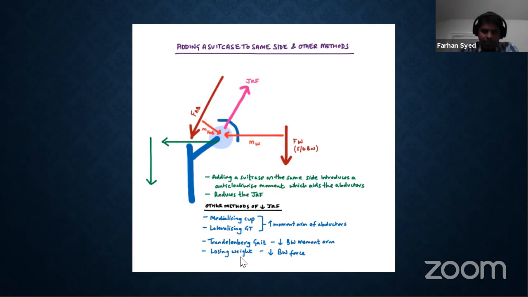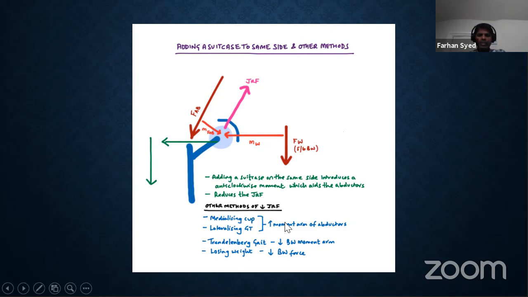This second diagram again shows the effect of adding weight on the ipsilateral side. So adding a weight or a suitcase on the ipsilateral side aids in the abductor force, which is, as we mentioned, the anti-clockwise force, and does help in reducing the joint reaction force. We don't advise our patients to carry a suitcase because it's not practical. So the obvious practical advice is to advise them to carry a cane on the opposite side.